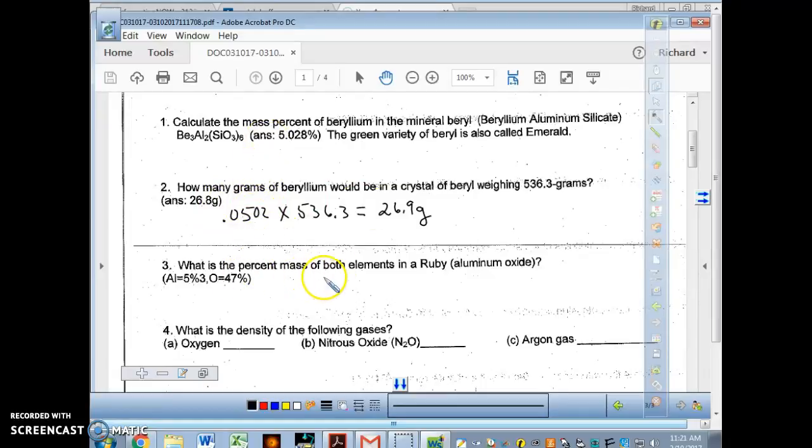What is the percent mass of both elements in a ruby? Ruby is aluminum oxide. Aluminum oxide's formula is Al2O3. This was a +3.